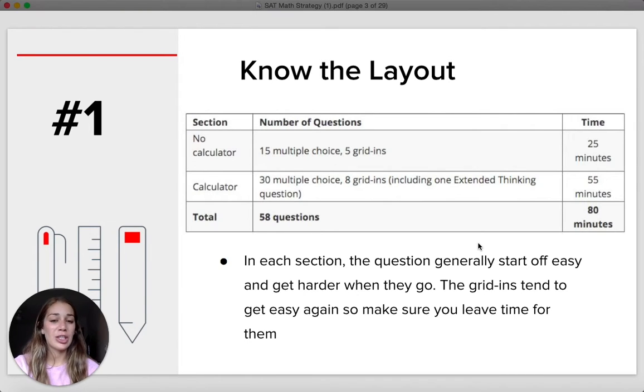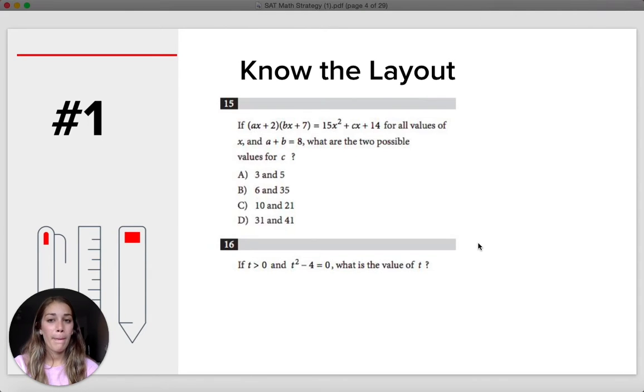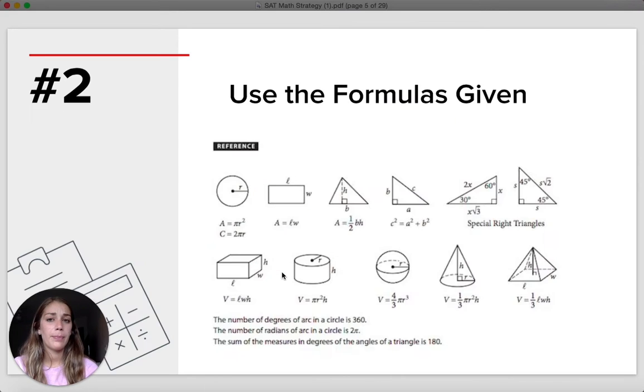Now, within each section, the questions will generally start off easy and get harder as they go. Once you get to the grid-in questions towards the end, they will get easier. So it's important that you leave time for the grid-ins so that you are able to do some of the easier questions. As you can see here, this is question 15 and 16, both of which are pretty hard questions, but you can see that question 15 is the last question in section 3. It's a pretty hard question, whereas question 16 is the first grid-in question. That's going to be a whole lot easier.